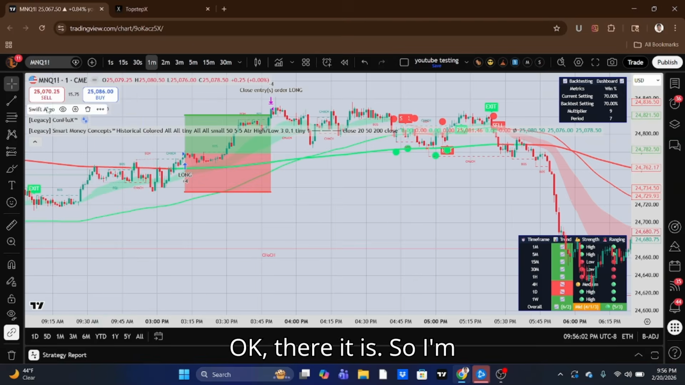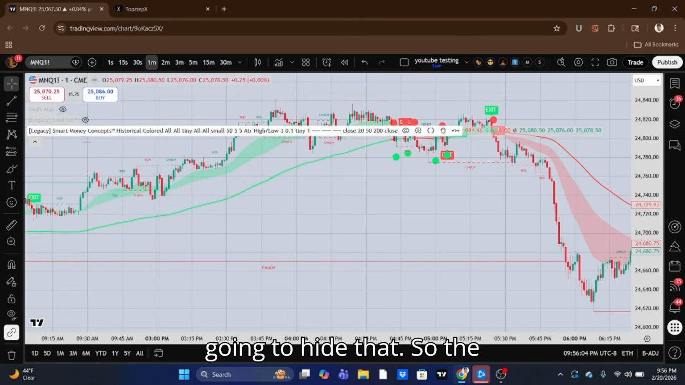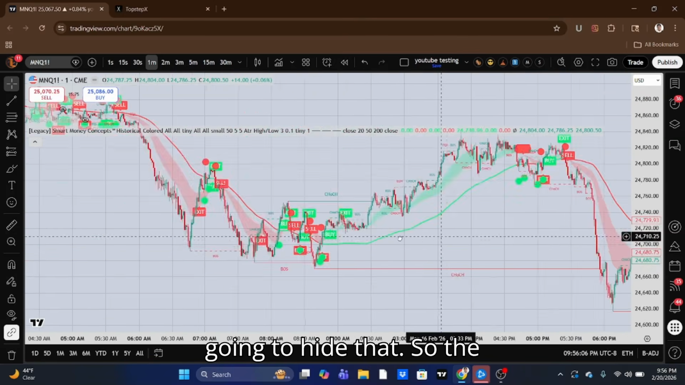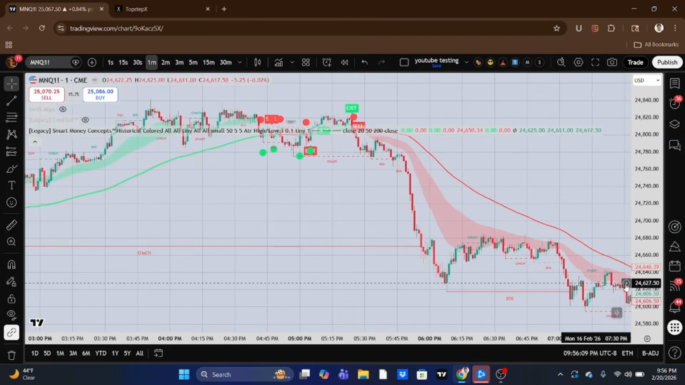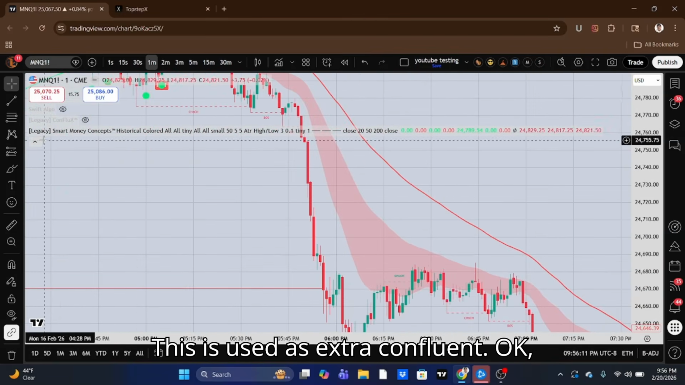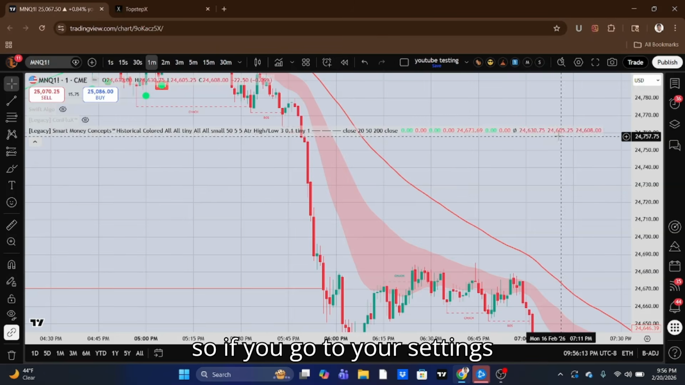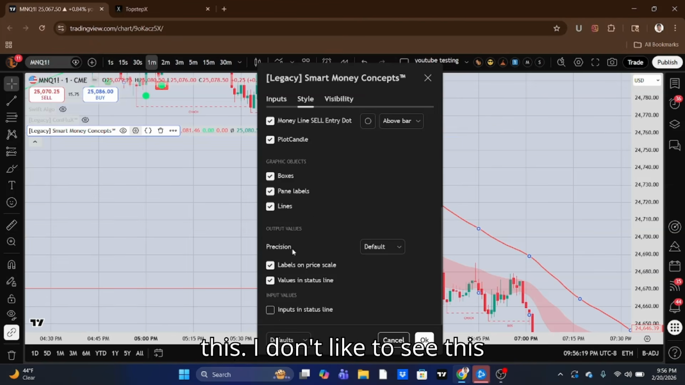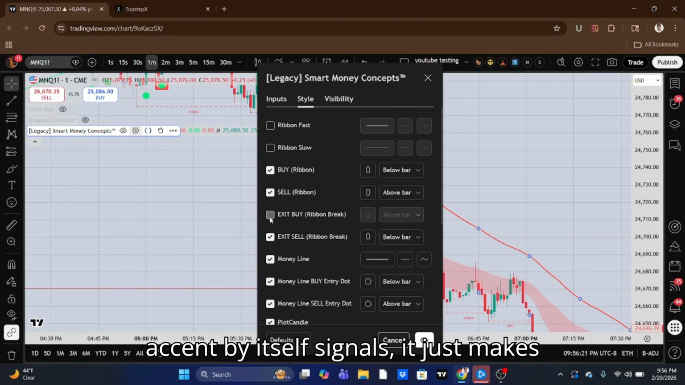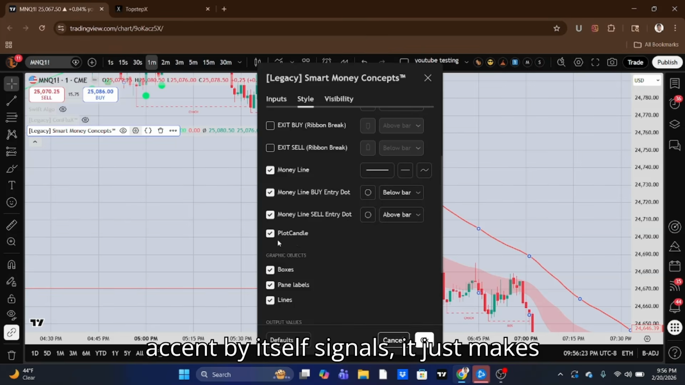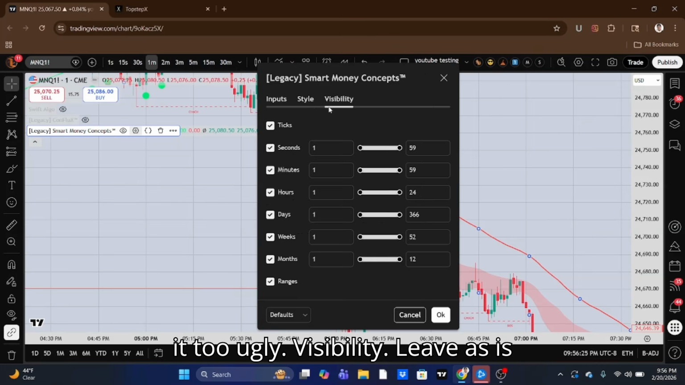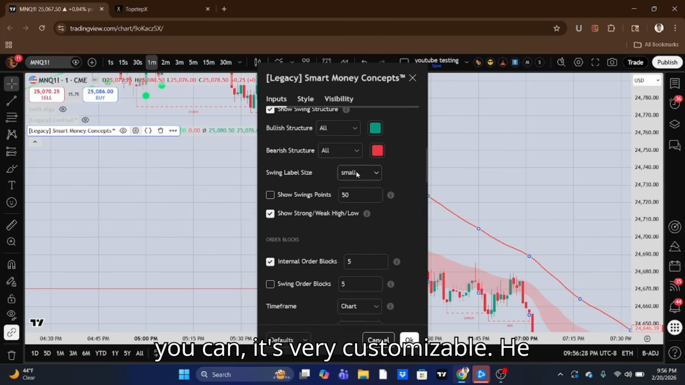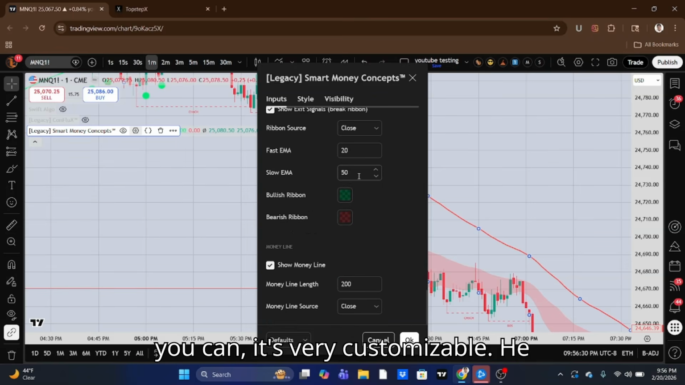Okay, there it is. So I'm going to hide that. The smart money concept indicator is used as extra confluence, okay? If you go to your settings tab, style, I like to uncheck this. I don't like to see these accent buy and sell signals. It just makes it too ugly. Visibility, leave as is. It's very customizable. I think it's pretty much self-explanatory.